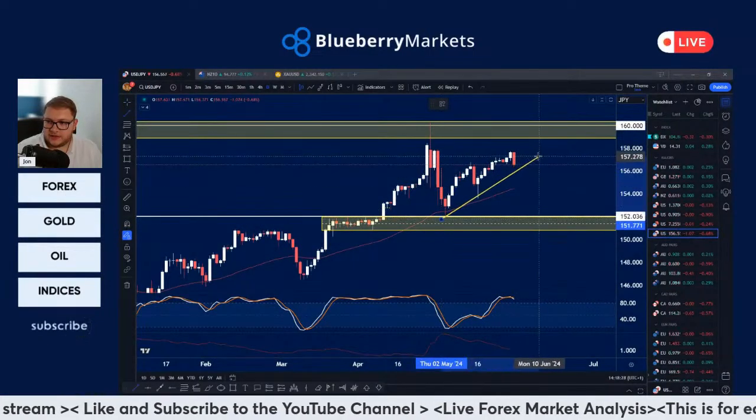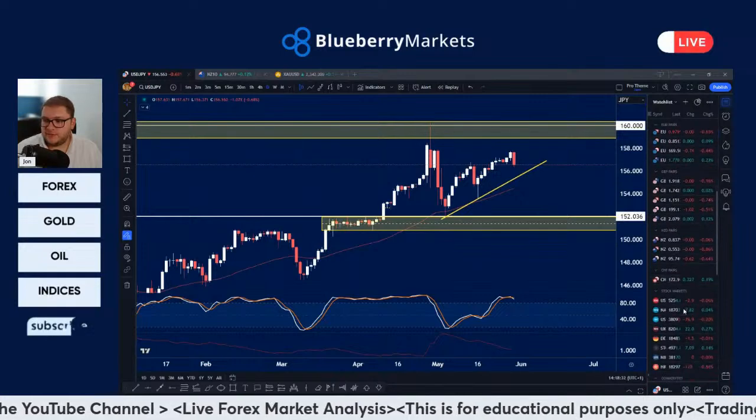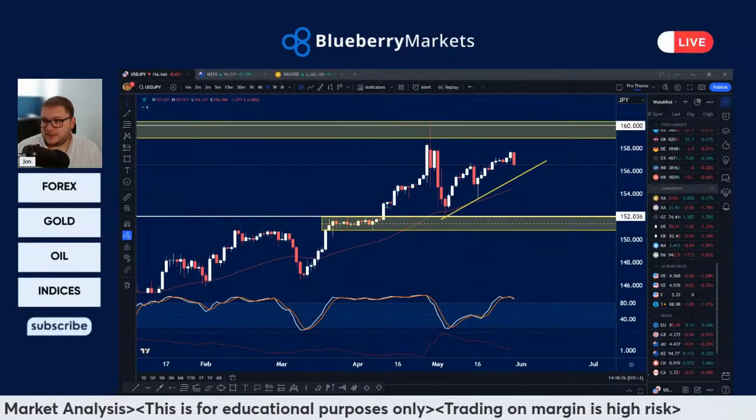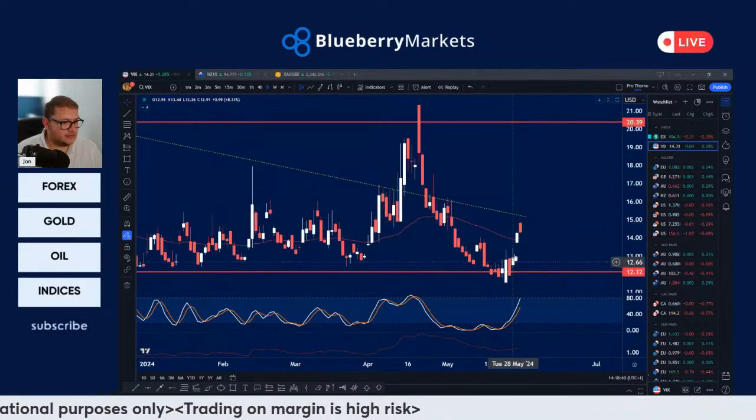We are seeing things that could fuel this. If we go down to the volatility index and have a look at what the VIX is doing right now, which is at the top here, the VIX has started to come higher again.